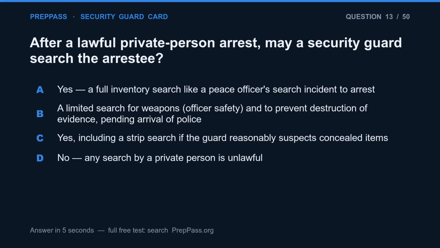Question 13. After a lawful private person arrest, may a security guard search the arrestee? A. Yes, a full inventory search like a peace officer's search incident to arrest. B. A limited search for weapons, officer safety, and to prevent destruction of evidence, pending arrival of police. C. Yes, including a strip search if the guard reasonably suspects concealed items. D. No, any search by a private person is unlawful.